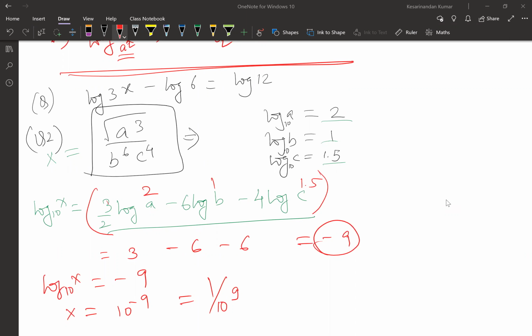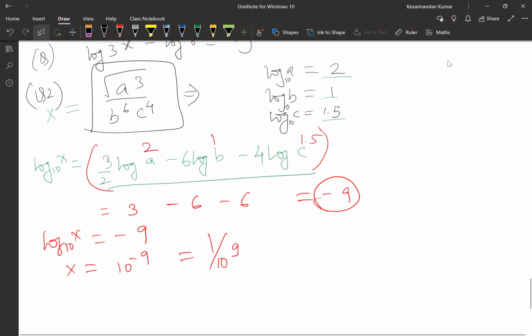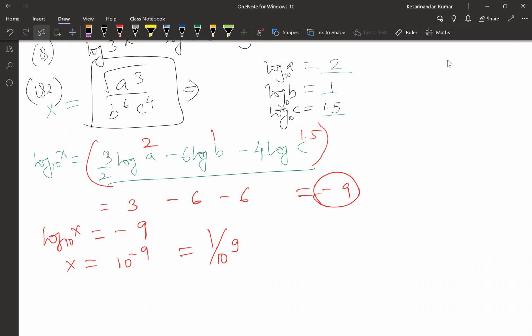Yeah, so you were telling something about how you took log above and below? Yeah, so instead of taking another variable x, I've considered log above in the numerator and denominator. Then I got 3 by 2 into log a by 6 into log b plus 4 into log c. How did you get plus? It's denominator. That will be negative.